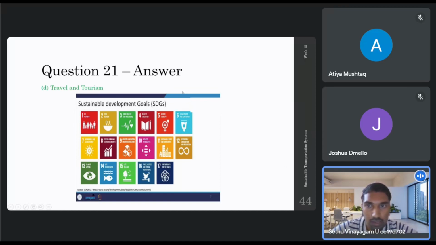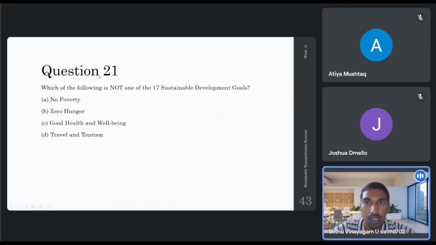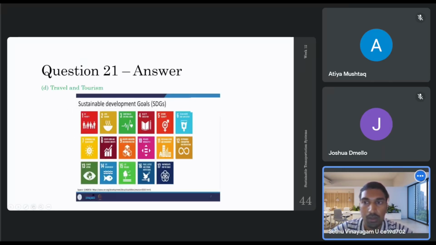We have 17 SDGs. No poverty is the first goal, zero hunger the second one, good health and well-being the third goal. All these three are sustainable development goals, whereas travel and tourism is not really a sustainable development goal. It is not required to focus on travel and tourism in the context of sustainable development, but zero poverty, zero hunger, and providing good health and well-being for everyone are goals for sustainable development. Here we are asking which is not an SDG, and therefore travel and tourism is not one of them. So D is the right answer.